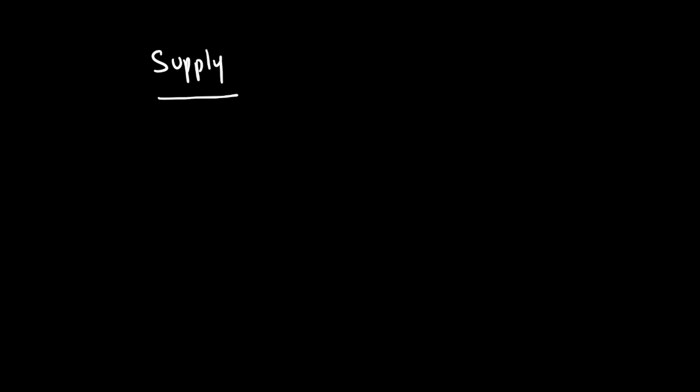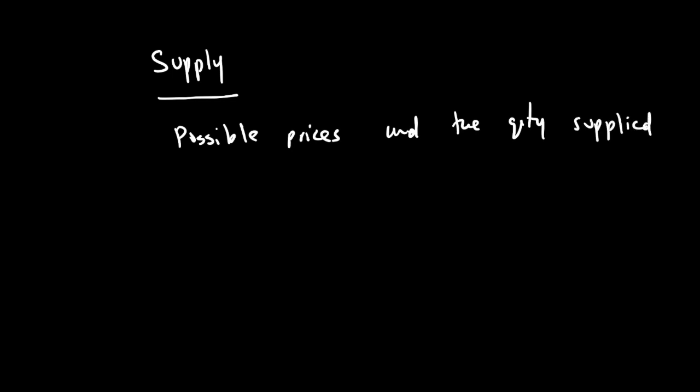Now, from demand, we move to supply, where demand was all about consumers' willingness and ability to pay. Now we're looking at producers, and we look at the relationship between possible prices and the quantity supplied, right? So we define the supply curve as a relationship between price and quantity that firms are willing and able to produce in a particular time period.